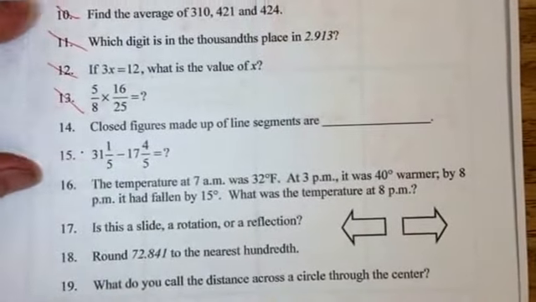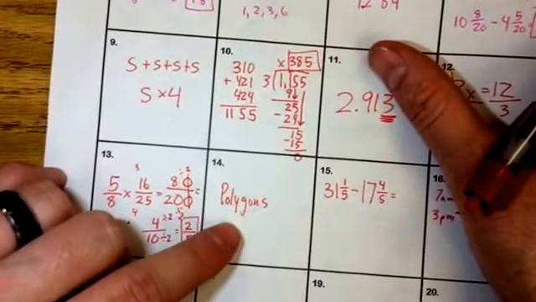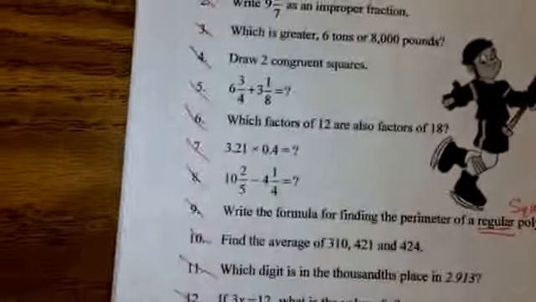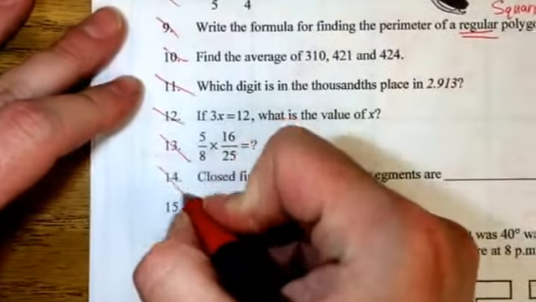Okay, problem number 14. Closed figures made up of line segments are called polygons, and we should know this because we spend a lot of time studying polygons.